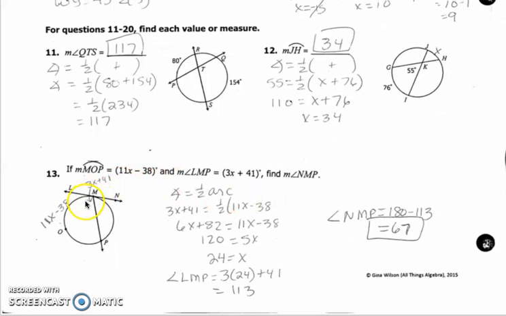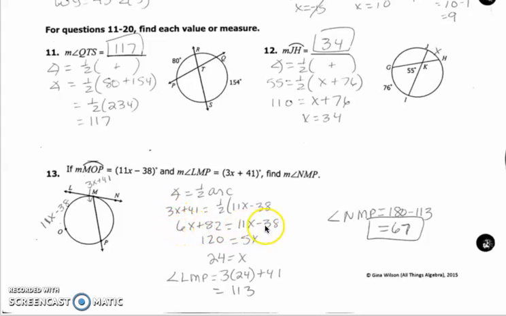Number 13, this angle right here is 3x plus 41. It looks like an inscribed angle. It's not really, but it does have the same rule that it's 1/2 the arc, so the angle, which is 3x plus 41, equals 1/2 of the arc, which is 11x minus 38. To get rid of the 1/2, I'm multiplying by 2. Now this whole thing gets multiplied by 2, so that's 6x plus 82.